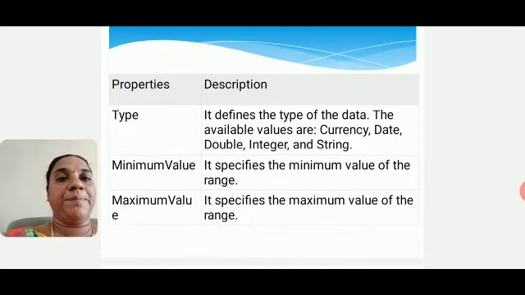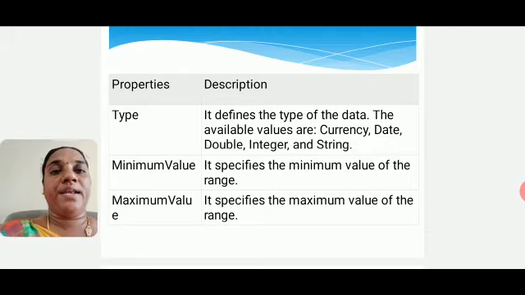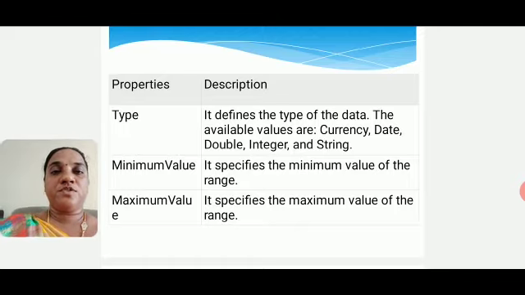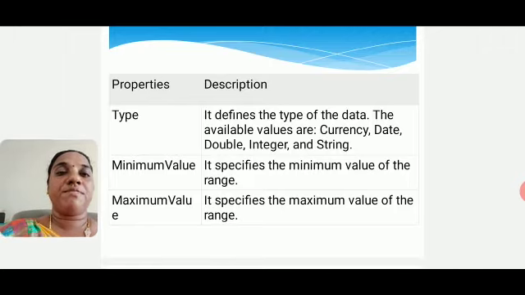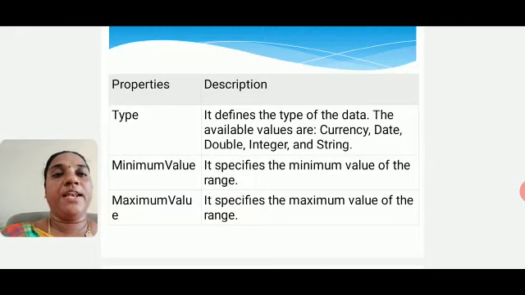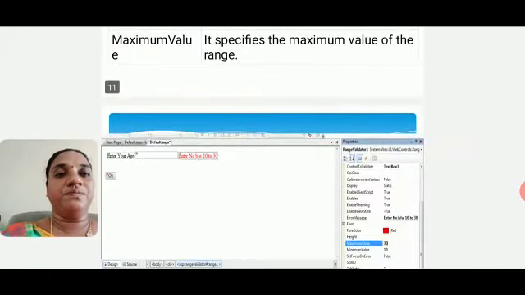First one is type. We need to specify whether it is an integer, alphabet, currency, string, double, or date. So we have to specify what type of data we are going to check. Next one is minimum value, where we specify the starting range of the particular value. Then maximum value will specify the end range. So the beginning and ending of the particular range we have to give in minimum value and maximum value. So three properties: type, minimum value and maximum value.